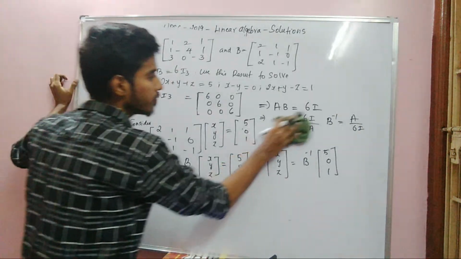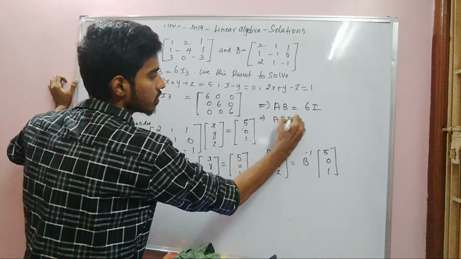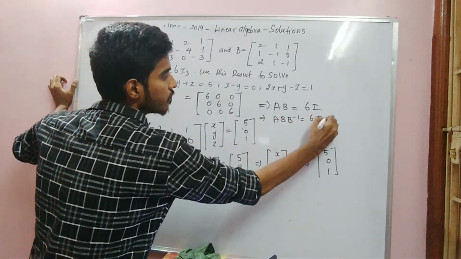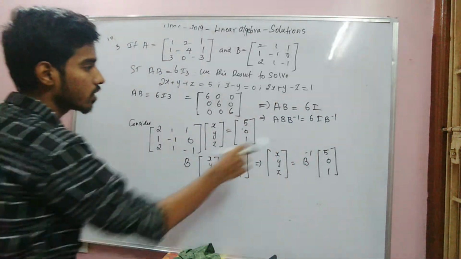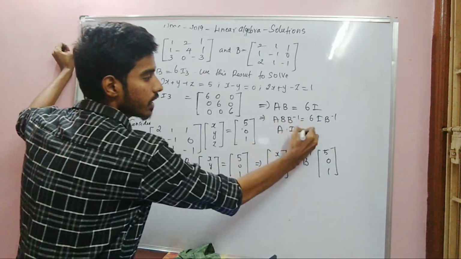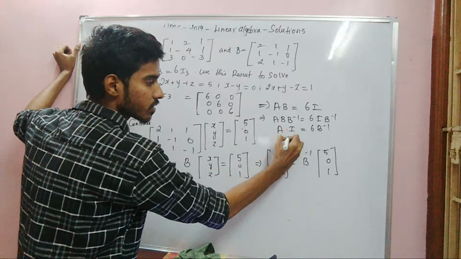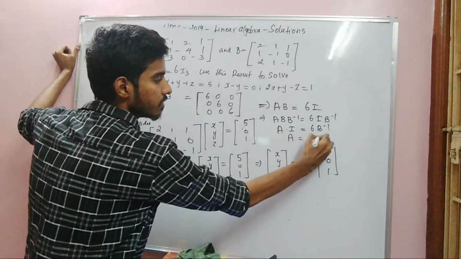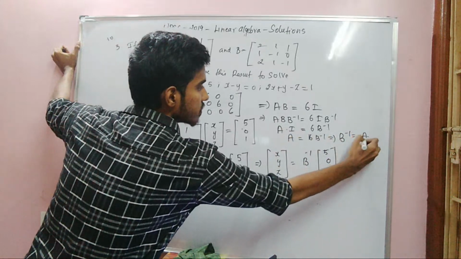Okay, let me do it like this, right? Let me post multiply by B inverse on both sides. Now what will be B into B inverse? It is nothing but I, and I into B inverse is nothing but B inverse. What is A into I? It is A. It is 6B inverse. So from this I can find B inverse is equal to A by 6.